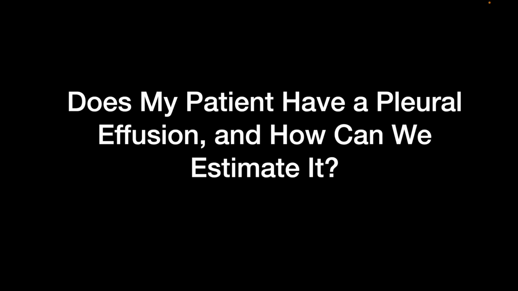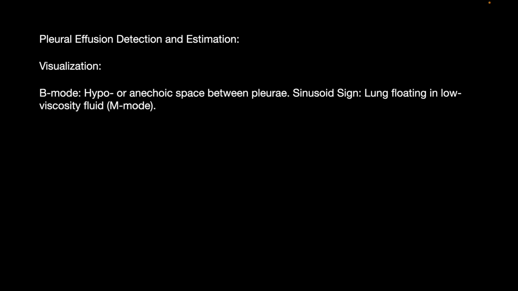The next question would be, does my patient have a pleural effusion? And if yes, how much is there? The pleural effusion detection is pretty easy. In the B mode, you will find a hypo or anechoic space between the pleuras. There is a sinusoid sign where you can see the lung is actually floating in low viscous fluid.